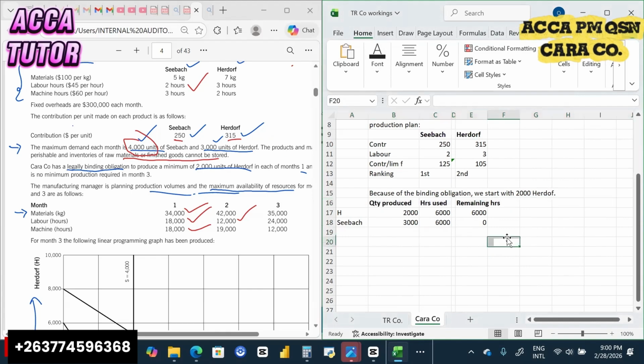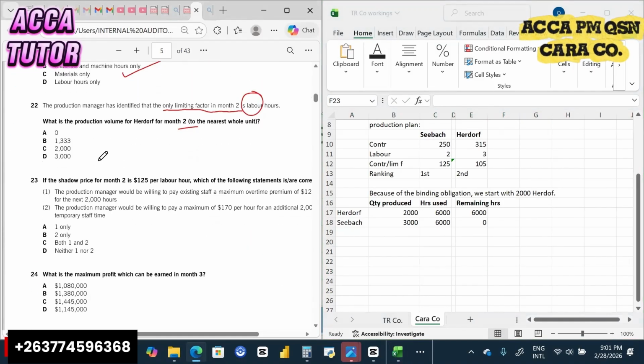So that's the idea, right? But let me just put the full name here because I know you. Head of. So what is our answer? If we come back to our question, the question was saying, what is the production volume for head of for March 2 to the nearest one unit? So you can see that the answer, the head offs that we are going to produce are only 2,000 units. So this was the answer, 2,000.